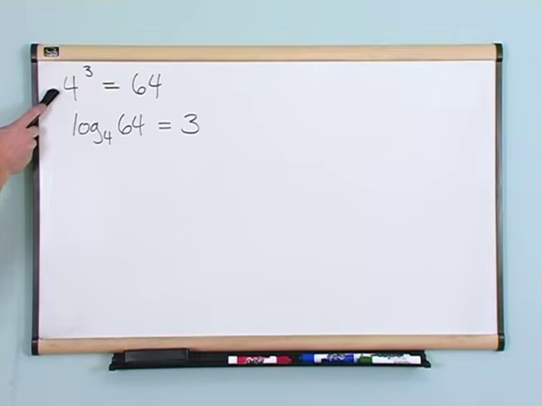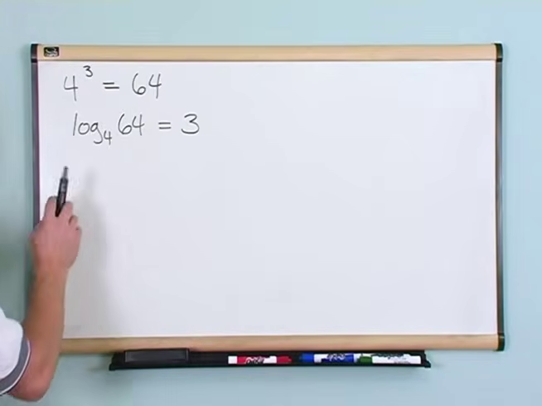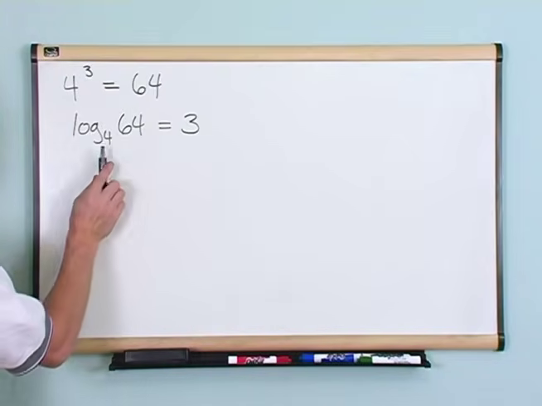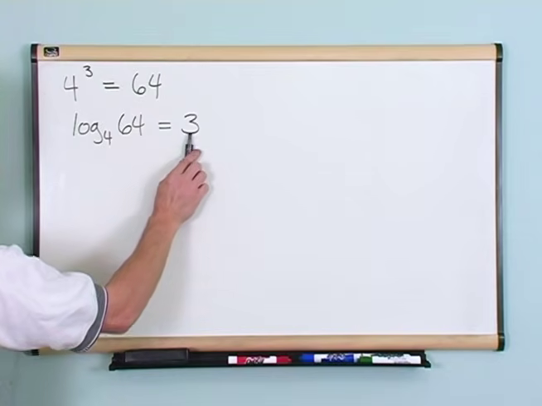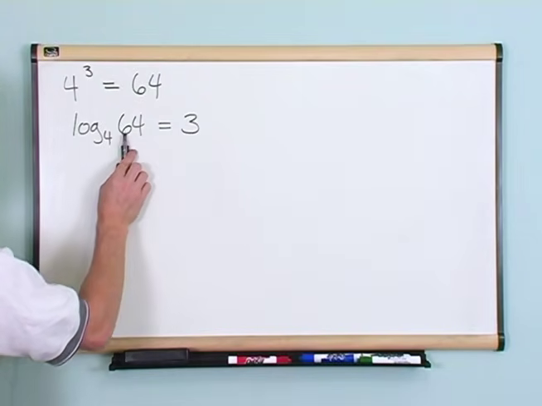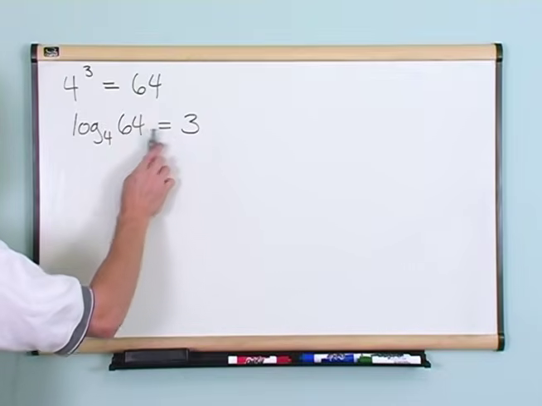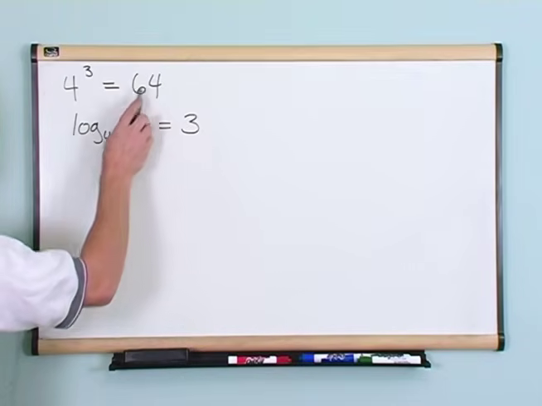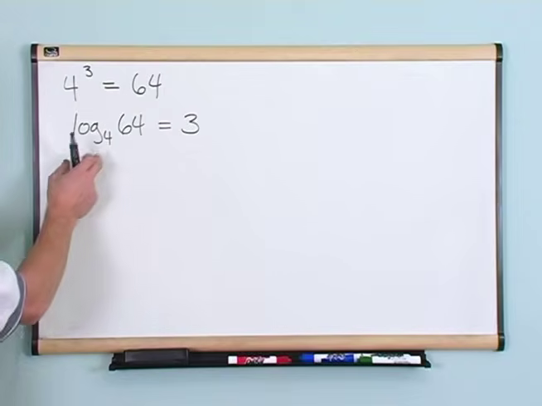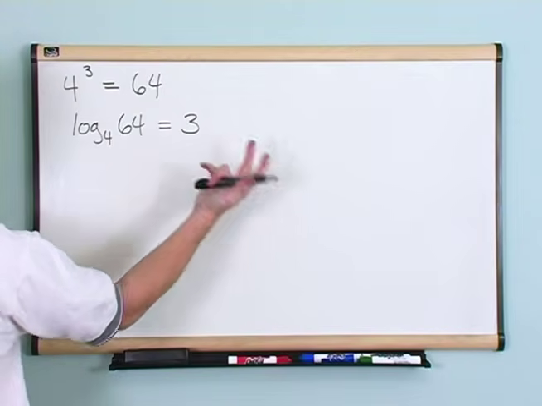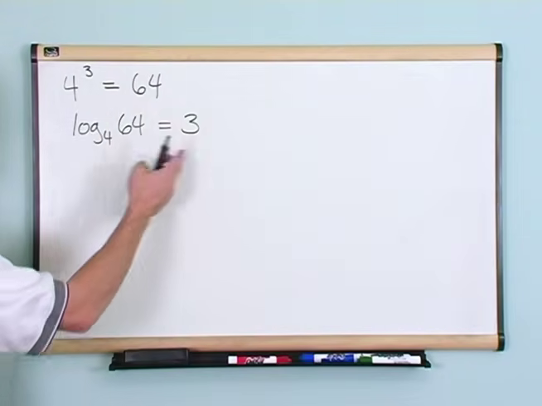I'm changing this into log form. And remember, I told you, every time I see a log, I start at the base. This to the what power over on the other side of the equal sign equals 64? 4 to the third power equals 64. These two things are equivalent. Log base 4 of 64 equals 3. It's equivalent to 4 to the third power equals 64.